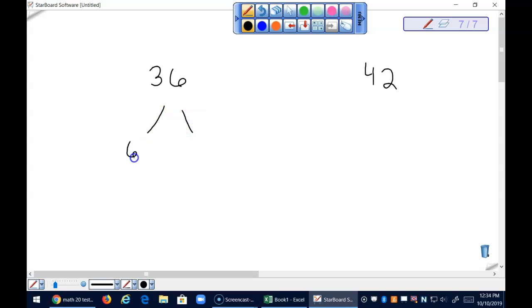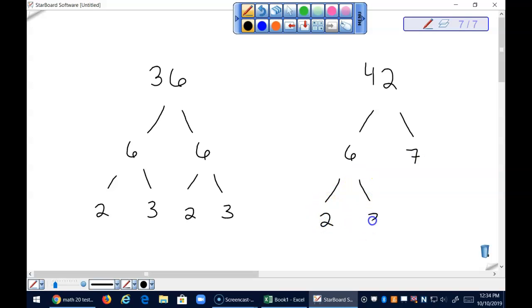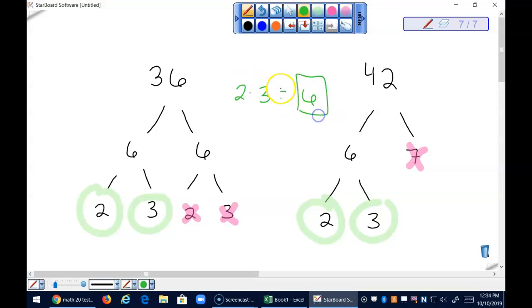I'll say, well, this is 6 times 6. This is 6 times 7. So they both have a 2 and a 3. There's no 7 on the 36 list. There's no extra 2s or 3s on the 42 list. So what we have is 2 times 3 equals 6. Whoops. That's evens. Does that make sense as a process?